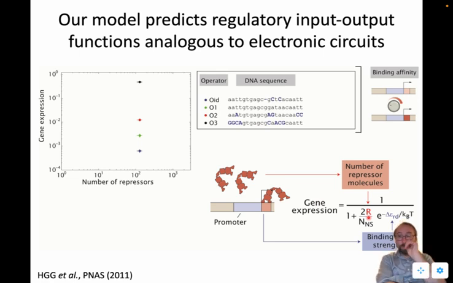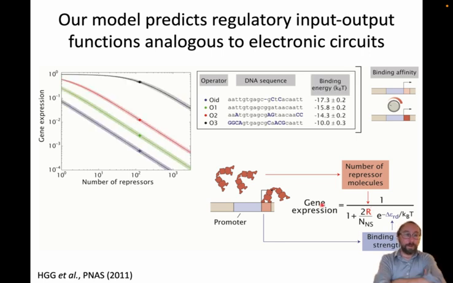What I'm showing you here is the fold change in gene expression for a given number of repressors, where each color corresponds to a different binding affinity, a different binding site. You see, O1 is blue, the one that gives you the biggest fold change, the most deviation from 1. O3 is the weakest, the closest to 1. So these are measurements of fold change in gene expression versus number of repressors. I know the number of repressors, I know the fold change, so I can fit the data to obtain an in vivo binding energy for each one of these binding sites. And the fit is fantastic.